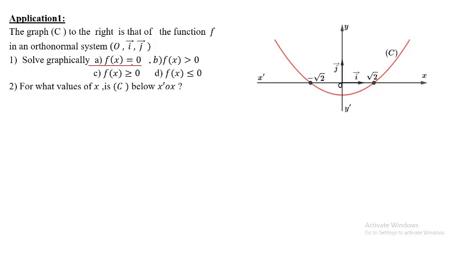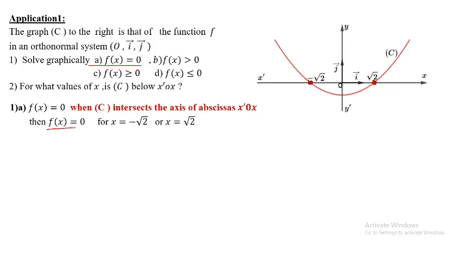First of all, what is the graphical meaning of f of x equal to 0? As we said before, this equation determines the abscissas of the points of intersection between C and x prime x. It is very clear that C and x prime x intersect at 2 points, whose abscissas are minus radical 2 and radical 2. So the solutions of f of x equal to 0 are x equal to minus radical 2 or x equal to radical 2.